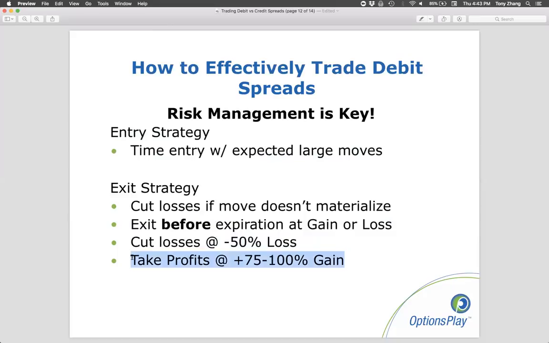So if you pay $1 for a debit spread and it's down to 50 cents, time to cut losses. If it's now trading at $1.75, $2, that's when it's time to start taking profits. And it doesn't matter how much you've paid for a debit spread or what type of debit spread you trade. These are the very simple rules that you can apply for managing your debit spreads.